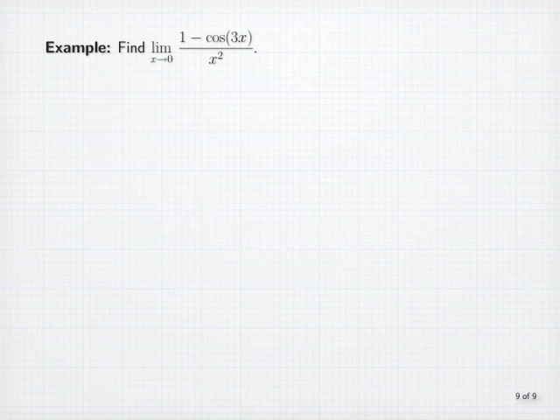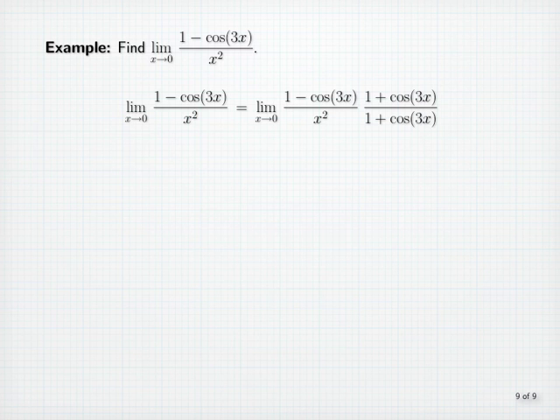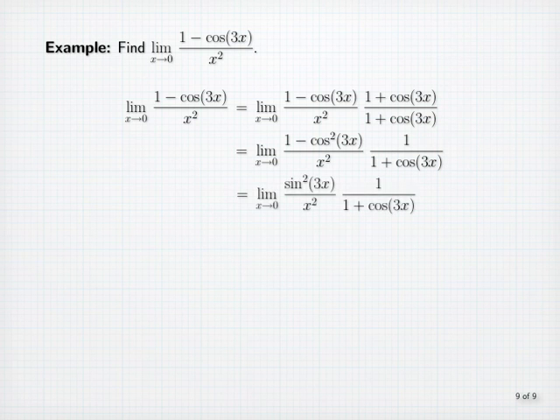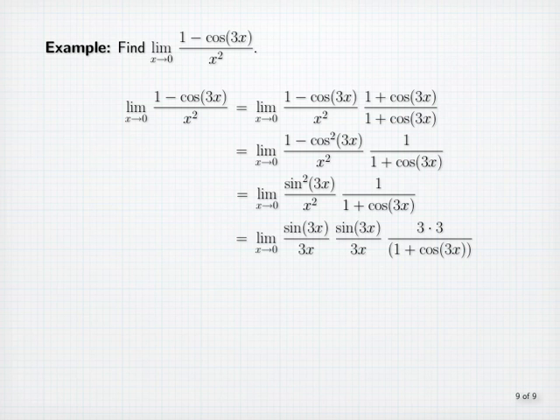A final example. Let's find the limit as x approaches 0 of (1 minus cosine 3x) divided by x squared. The first thing we'll do is multiply the numerator and denominator of our fraction by 1 plus cosine 3x. That makes the numerator 1 minus cosine squared 3x, which is sine squared 3x. Now, because of the sine squared 3x in the numerator, we'll rewrite our expression as the sine of 3x divided by 3x times the sine of 3x divided by 3x times 3 times 3 over 1 plus cosine of 3x.